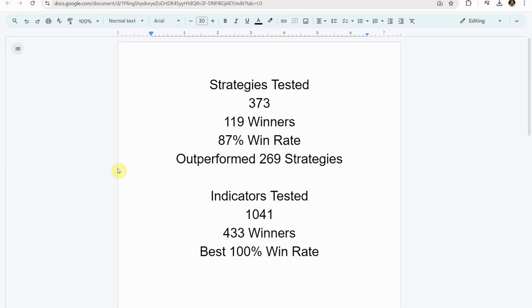Alright, as I said, today we will be testing a Forex scalping strategy. Before we do though, I wanted to put the testing scoreboard up for everyone to see. So to date, we have tested a total of 373 different strategies, with 119 of them being winners. The best one so far was able to achieve an 87% win rate. That was achieved using the Academy of Forex indicator. And so far, since we've been keeping track, it has outperformed 269 of the other strategies that we have put it up against, every single one so far. We've also tested a total of 1,041 indicators, with 433 of them being winners.